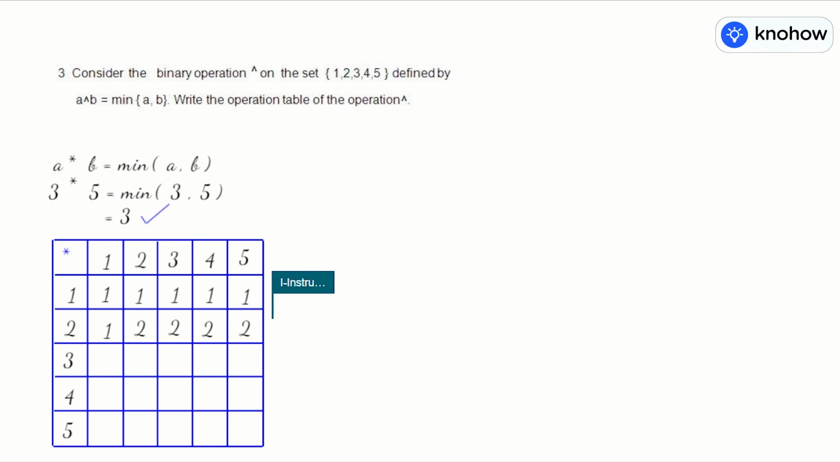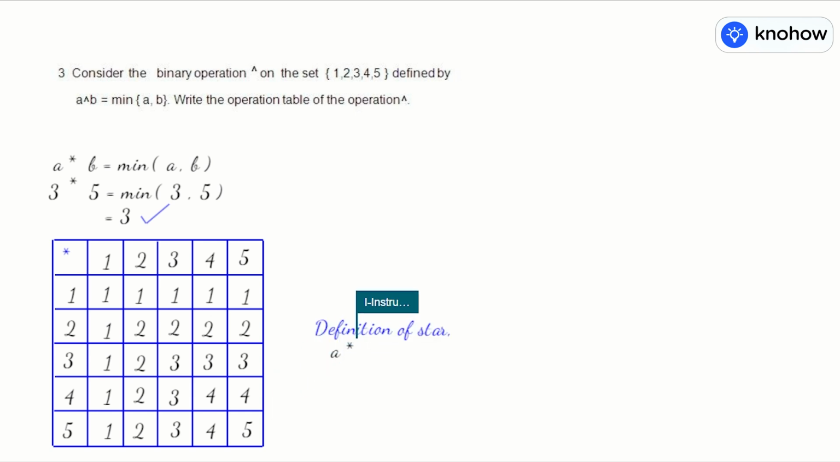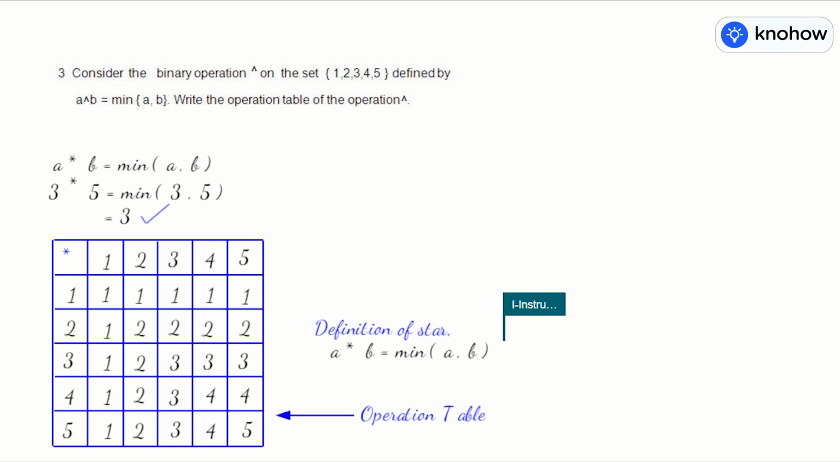Now starting with 3. 3 and 1, what is the minimum? 1. With 2, it is again 2. With 3, it is 3. So 1, 2, 3 are the minimums for 3, 1; 3, 2; 3, 3. For the rest also, 3, 4 and 3, 5, it will continue to be 3. Likewise, between 4 and 1 it is 1, then 2, then 3, 4 and 4, 4, but 4 and 5 it will be 4. With 5, of course, it is 1, 2, 3, 4, 5. So that is the operation table where the definition of star, I repeat, is A star B is the minimum of A and B. That is known as the operation table.